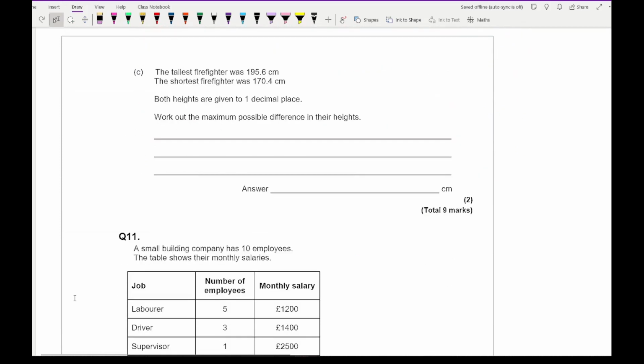Next question, part C, then says that the tallest firefighter was 195.6, the shortest firefighter was 170.4. Both heights are given to one decimal place. Work out the maximum possible difference between the heights. So the max difference, in terms of subtraction, is I want the biggest number, so the tallest person, take away the smallest, shortest person.